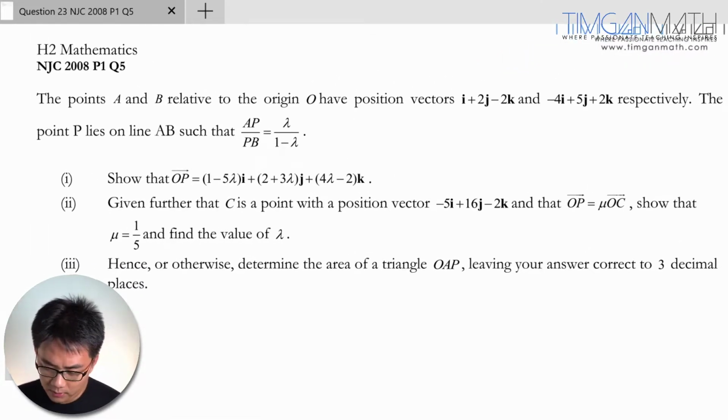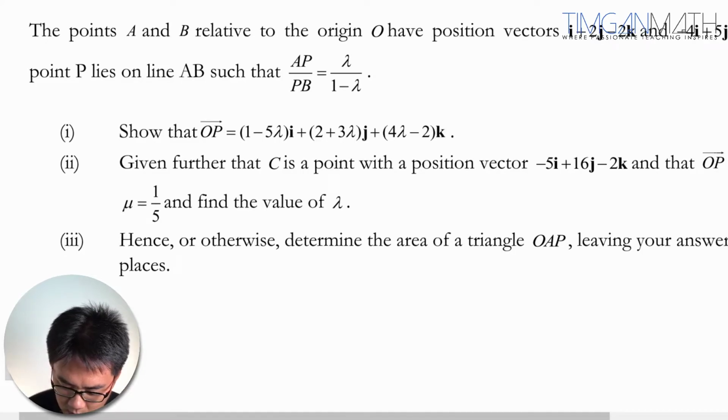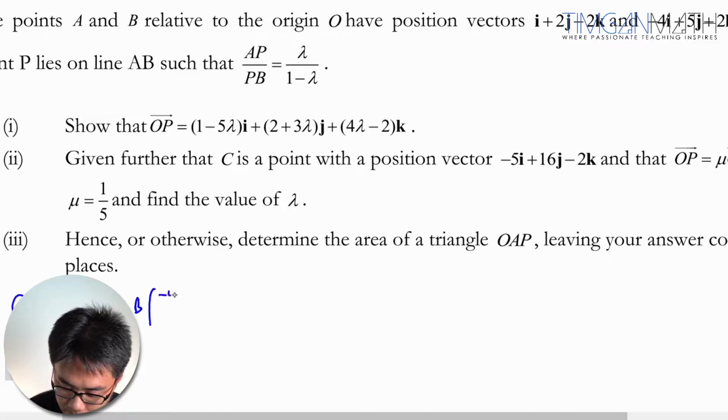The points A and B relative to the origin are given by this, so it's okay. I'm just going to write them in column vectors first. P lies on AB such as this, so that is okay. I think the first part is alright. The first part is basically just the ratio theorem. So I'm just going to write this down. A is equal to, okay, rather I write in terms of coordinates, that will be easier. So A is 1, 2, minus 2, and B is actually just minus 4, 5, 2, right?